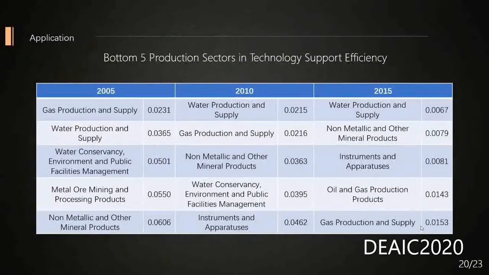For 2010, the bottom five production sectors are water production and supply, gas production and supply. They appear to increase. Non-metallic and other mineral sectors, water conservancy, environmental and public facilities management, instruments and apparatus. In 2015, the bottom five production sectors are water production and supply, non-metallic and other mineral products, instruments and apparatus, oil and gas production products, gas production and supply.